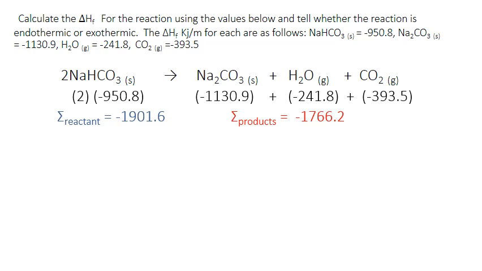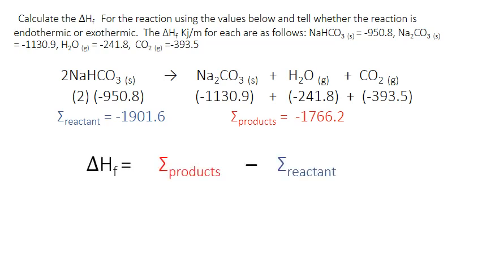We go to the product side, and now since we have no coefficients, we don't have to multiply by a coefficient, so it's just the value. So a negative 1130.9 plus a negative 241.8 plus a negative 393.5 would give us a summation. We add those together and we get a negative 1766.2. After we sum both sides and get our summation, the next step is to calculate the enthalpy of formation.